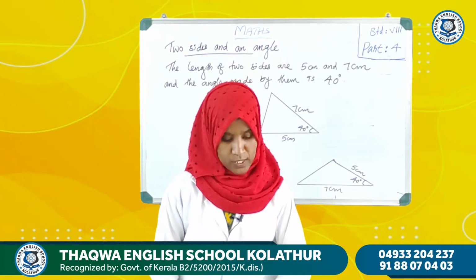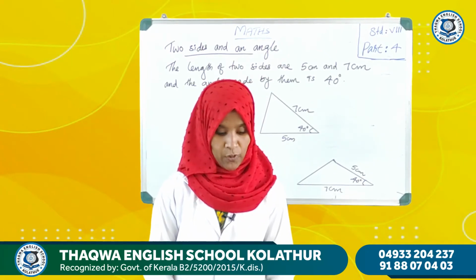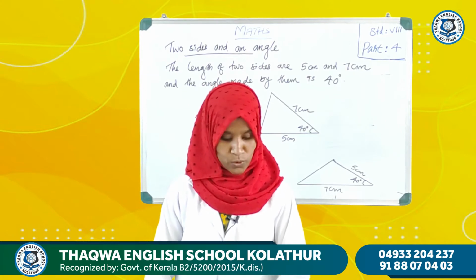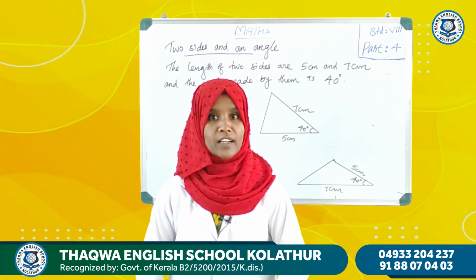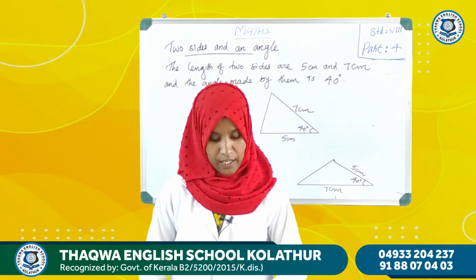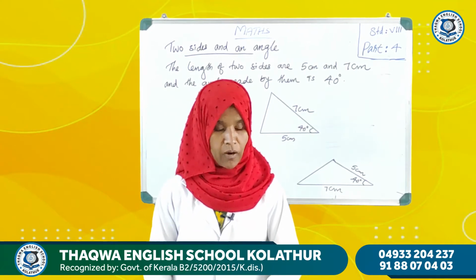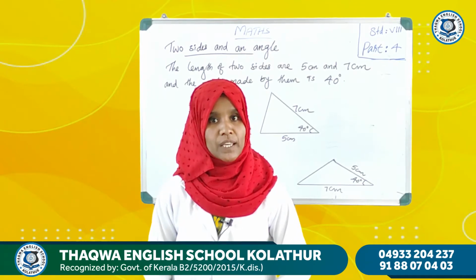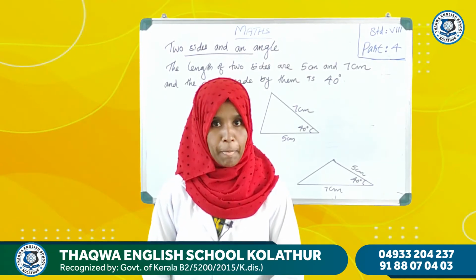If two sides of a triangle and the angle made by them are equal to two sides of another triangle and the angle made by them, then the third sides of the triangles are also equal. The other two angles are also equal.